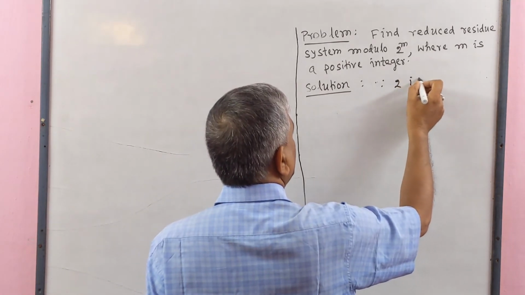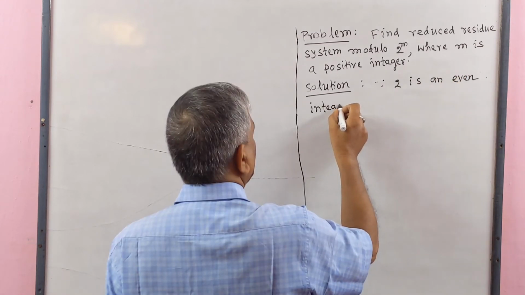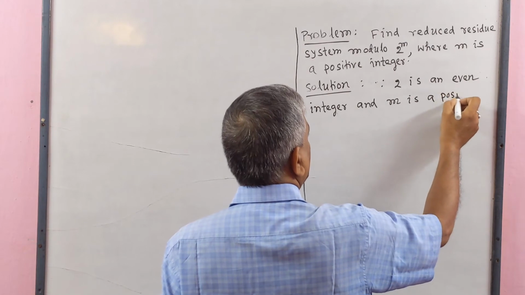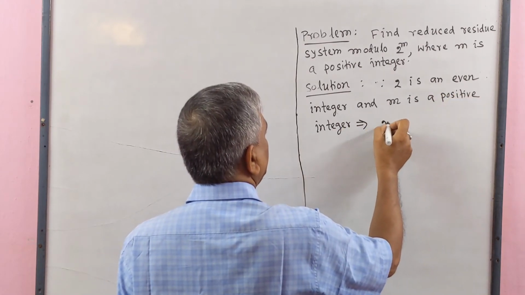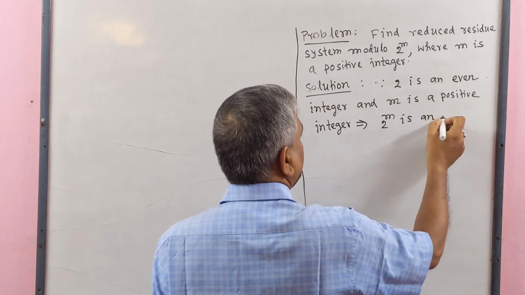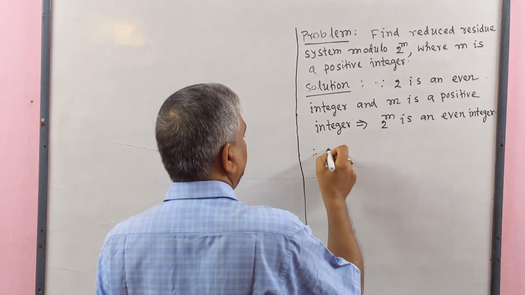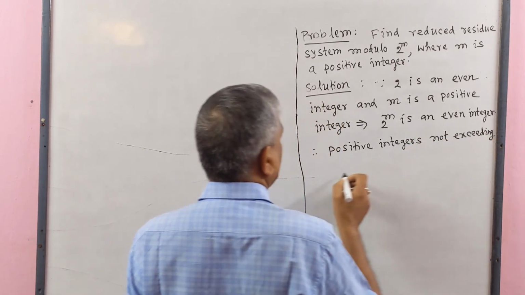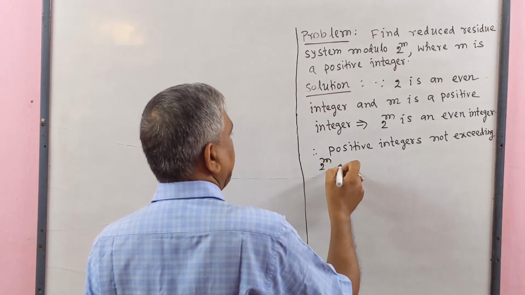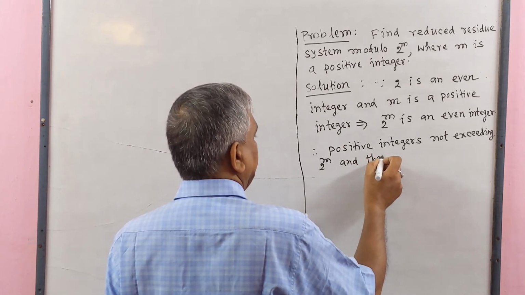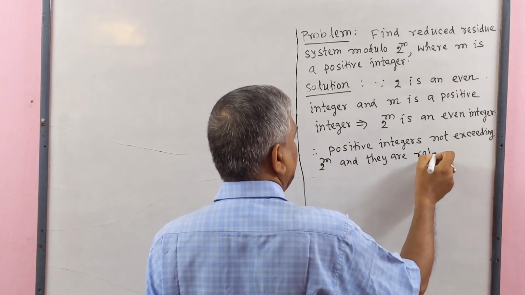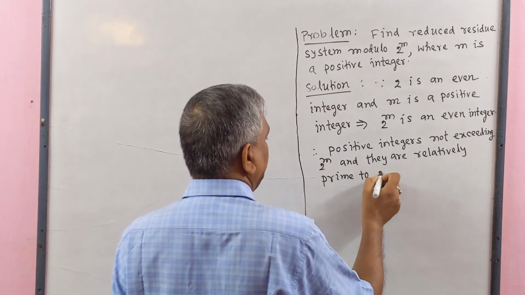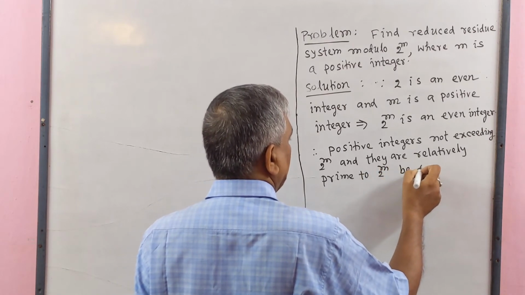Since 2 is an even integer and m is a positive integer, implies that 2 to the power m is an even integer. Therefore, positive integers not exceeding 2 to the power m and they are relatively prime to 2 to the power m, be odd integers.